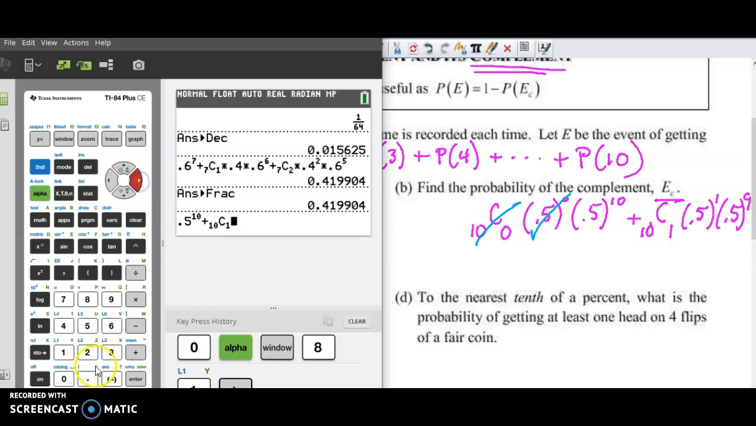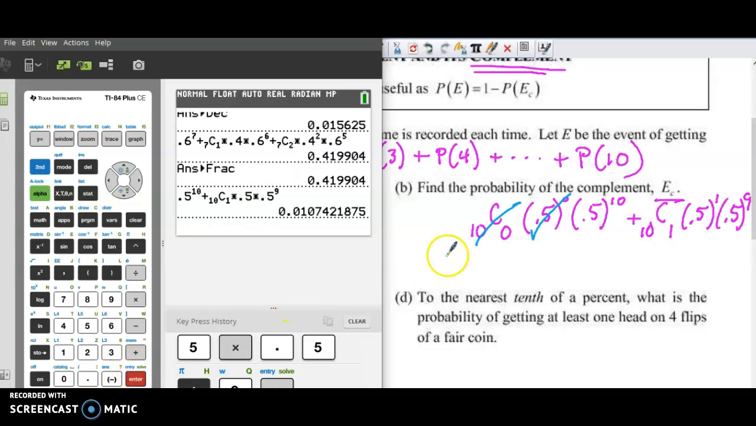10C1. I'm going to just go ahead and, this takes me forever to type it. I do apologize that this probably is boring. But we should get about a 1.07% chance.